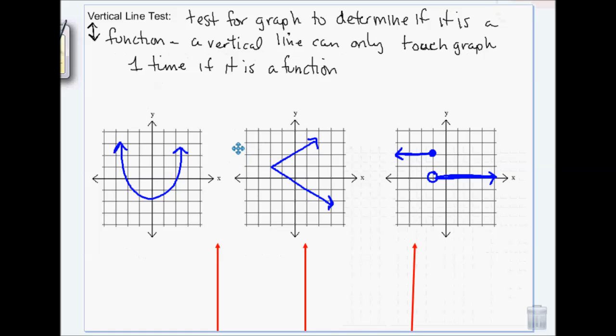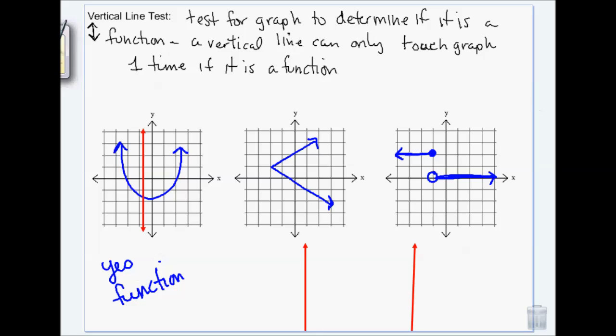Okay, so the vertical line test determines if a graph is a function. If you have a vertical line, say like this one, and I put it over top of the graph, it can only touch the graph one time at any point. And as you can see, as I move this across, it's only touching the graph in one place at a time, right? Okay, so this graph passes the vertical line test, so it is a function.